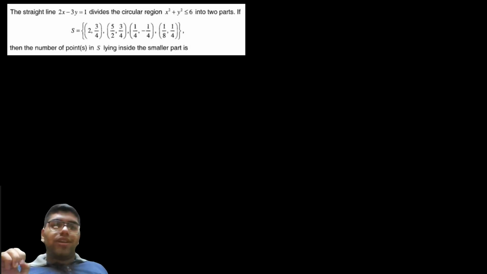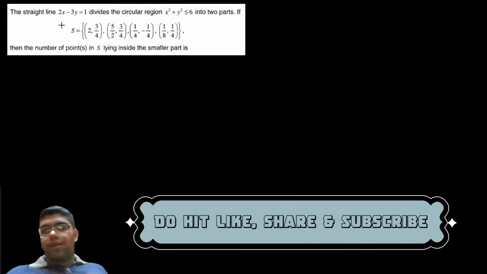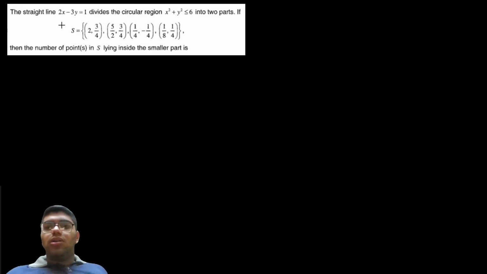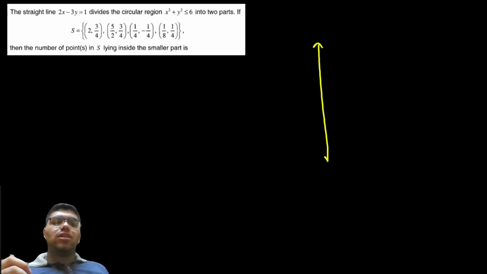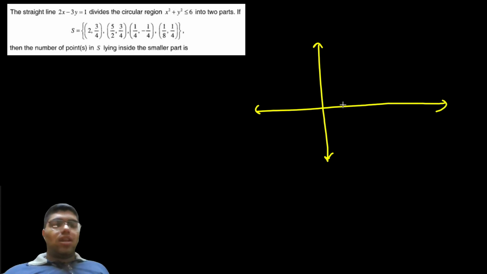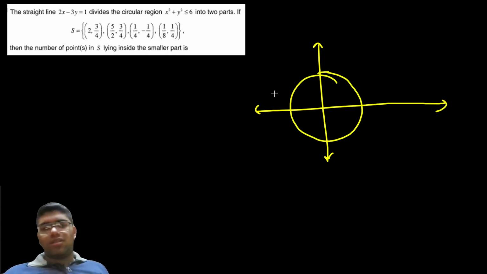So there is a straight line that is given to us. This straight line is 2x minus 3y equal to 1. Now this divides the circular region into two parts. So I think it is quite sure that this is dividing the circular region in two parts. Okay, but it is not at all possible. See, there can be some certain criteria. Let us try to make a figure diagrammatically. Let us try to explain these things.